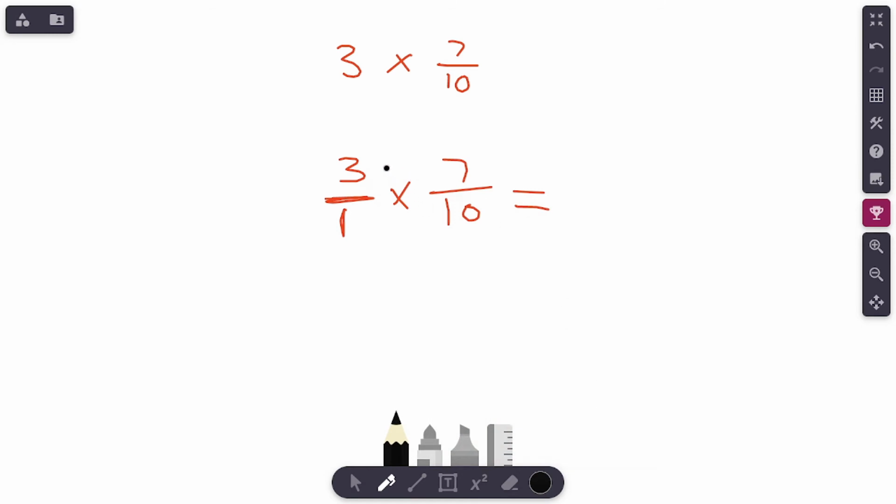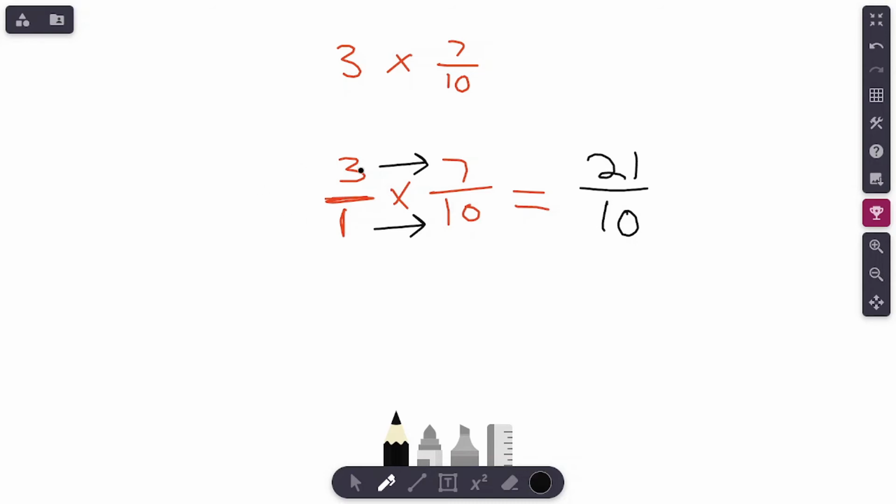Hopefully you're saying out loud, Mr. C, multiply straight across. Multiply straight across. 3 times 7 gives us 21. 1 times 10 gives us 10. There you go. Multiply the numerators, multiply the denominators, and you get an answer of 21/10.